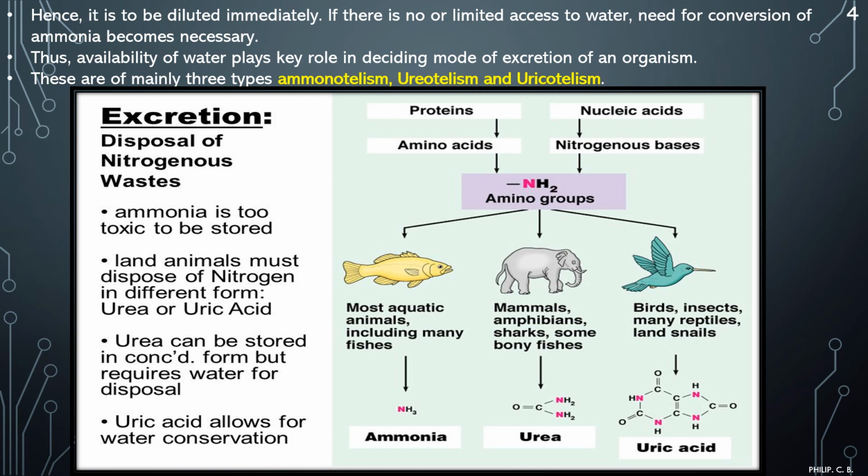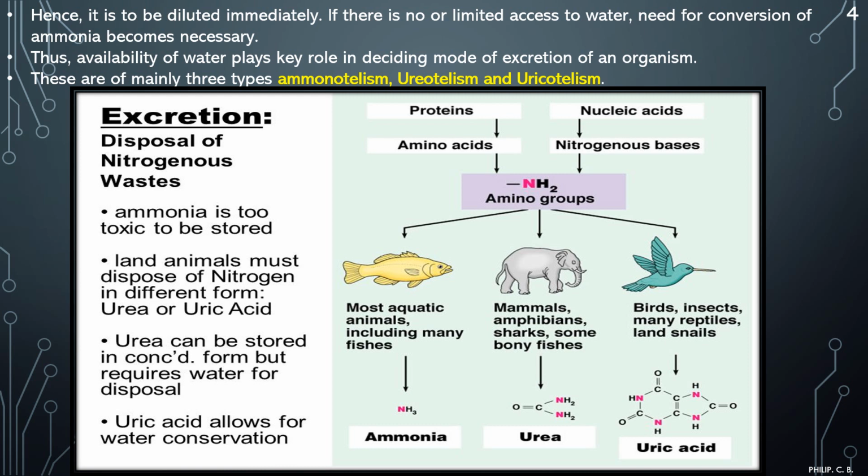So, if the species is present in a habitat where water is present, they can eliminate ammonia. If water is not available, then they have to immediately convert that ammonia into either urea or uric acid. Otherwise, it will be harmful for the species. Thus, availability of water plays a key role in deciding the mode of excretion of an organism. So, water plays an important role.